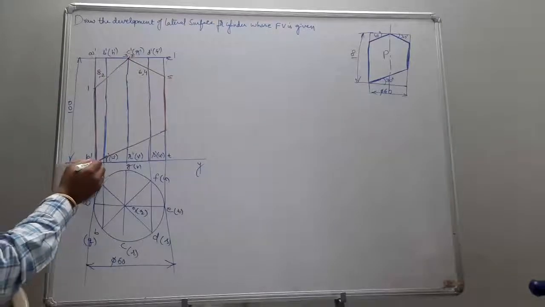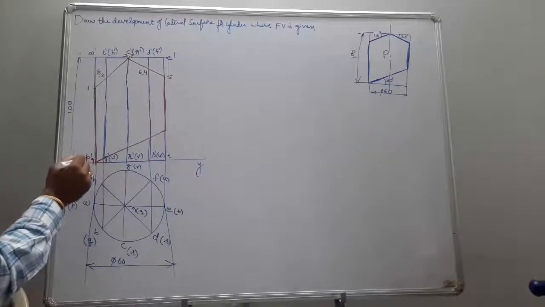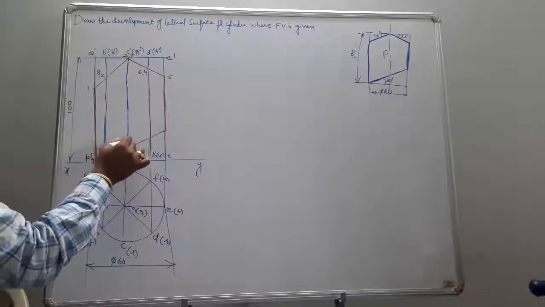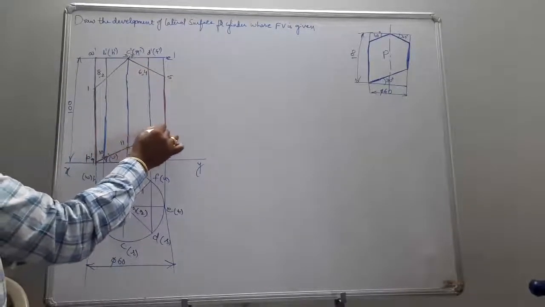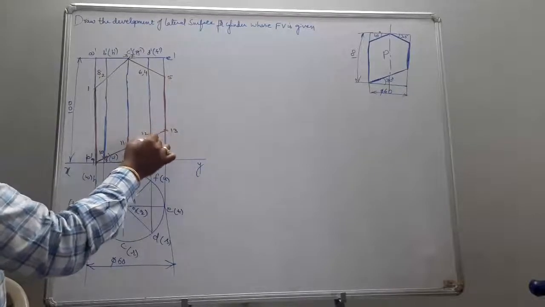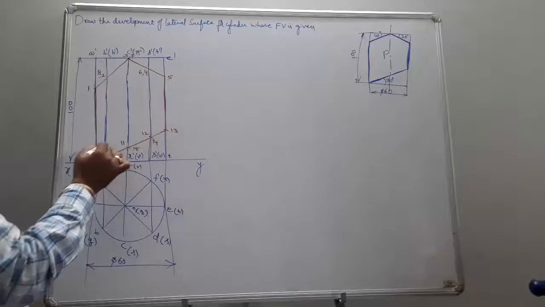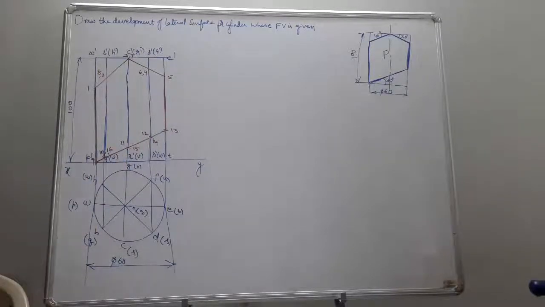Next, this point is going to be 9. This is 10, 11, 12, 13, 14, 15 and 10, 16. So these are my points.